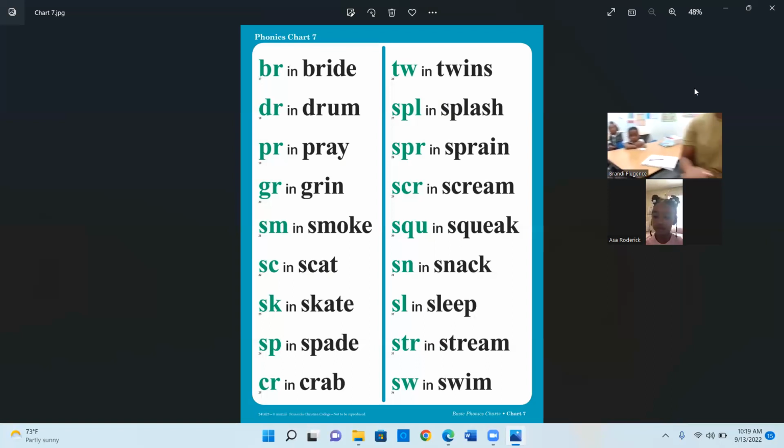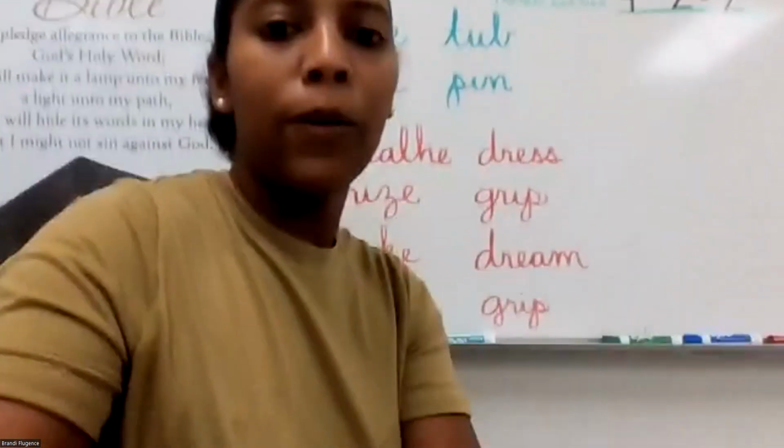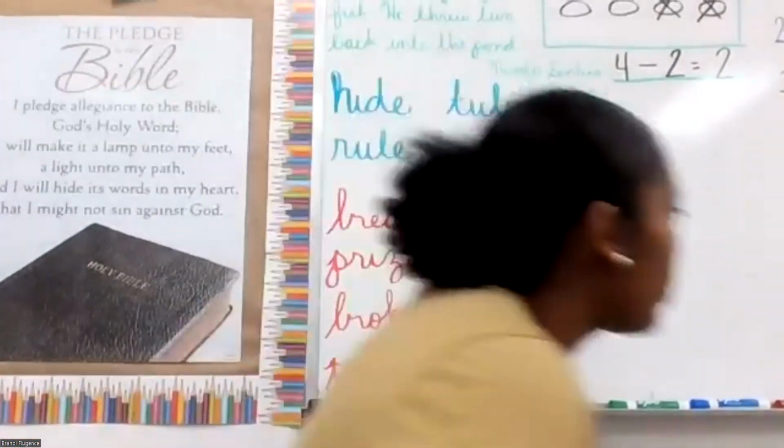All right, awesome. So chart 7. Today we'll cover a few sounds on chart 7: BR, DR, PR, and GR, all the R sounds. Those are the ones we're going to cover today on chart 7. All right. So before we get to that, let's mark some vowels.